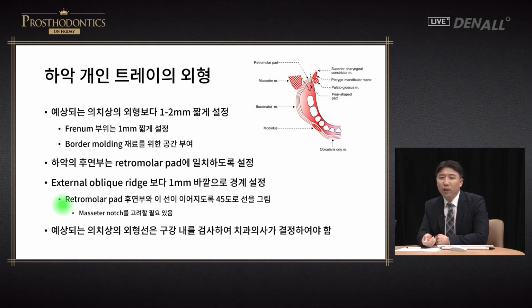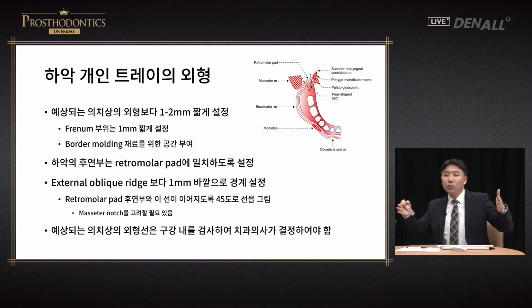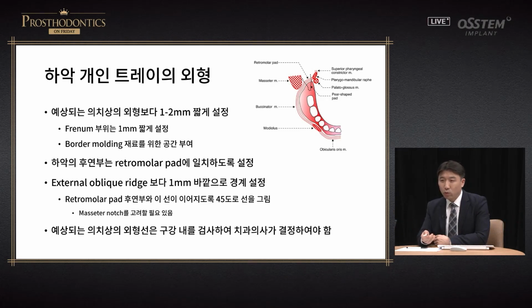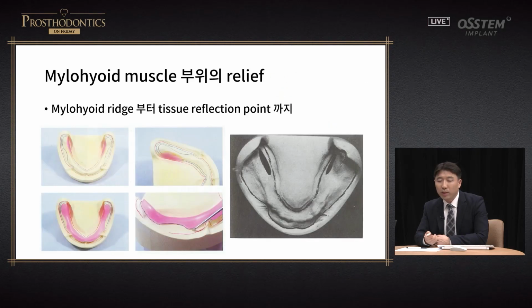As for the external oblique ridge, there was a question about that. This is the buccal shelf area. You can extend 1 millimeter more exterior to the external oblique ridge. Line is formed. This is a 45 degrees straight line. If the patient has strong masticatory force, a notch can be provided. In this way, the tray is formed.